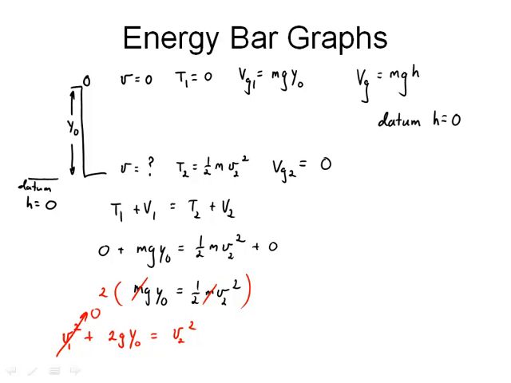So there's my answer. Now, let's repeat this problem. So I still have a building with a height of y0. But for the sake of argument now, I'm going to put my datum here at the top. So my datum is up here. So this is where h is equal to 0.